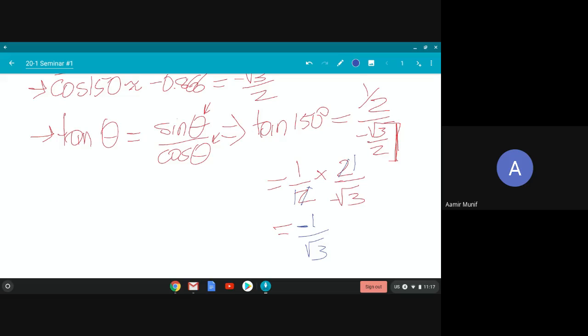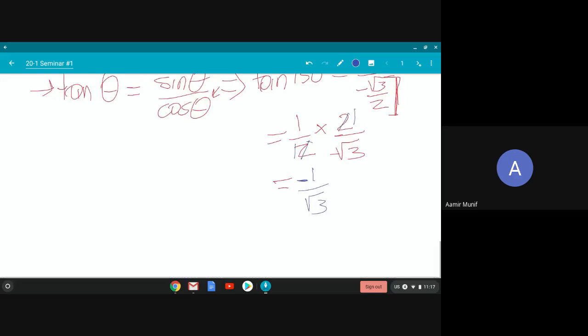But maybe the textbook is not giving you this as your answer because they're rationalizing it, right? Because look, you cannot have a square root in your denominator. So if you give this to me as your answer, it's fine. But just know that your denominator cannot be an irrational number. So you multiply by square root of 3 and you multiply by square root of 3.